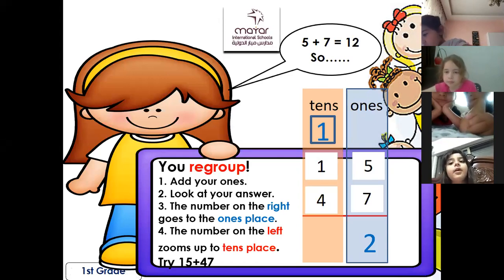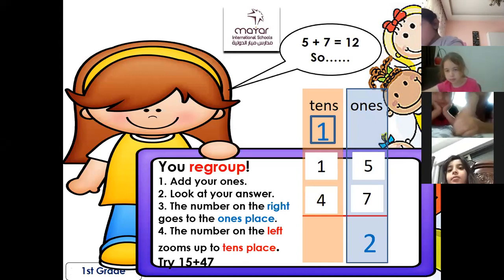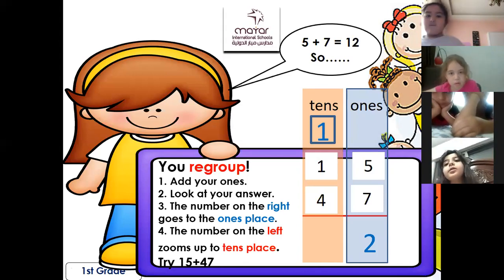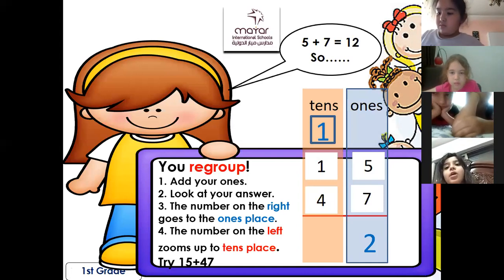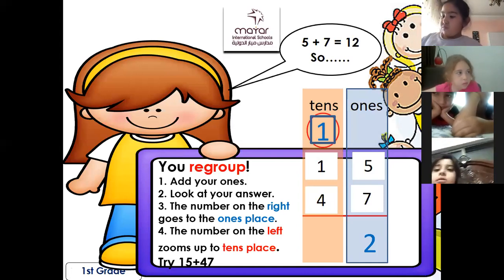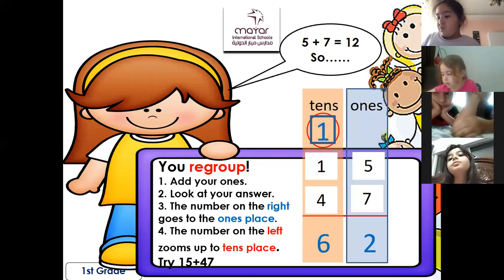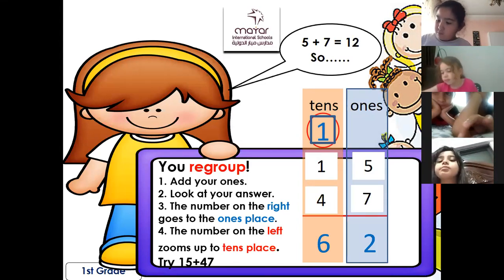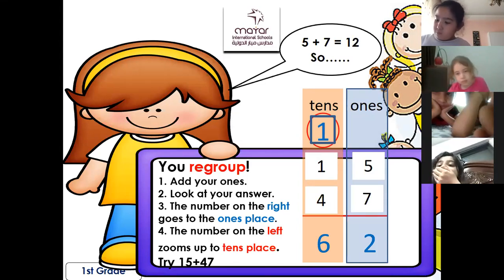So 1 plus 1 plus 4. 1 plus 1 is 2. And 2 plus 4 is 4, 5, 6. So we have 6. We add those 3 numbers together. And that is how we do regrouping. So 15 plus 47 equals 62.